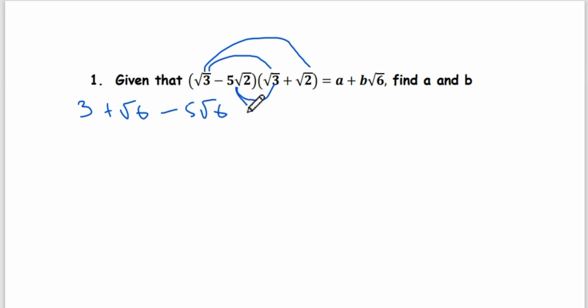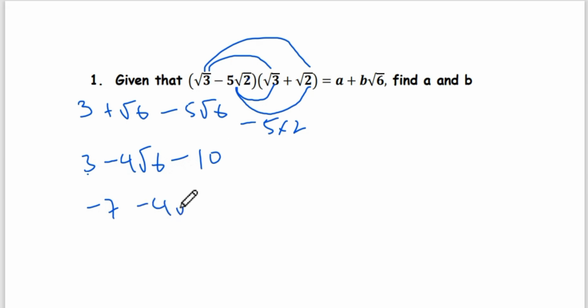And minus 5 root 2 multiplied by plus root 2. That's minus 5 root 2 times root 2, which is 2, because root 2 times root 2 is root 4, and square root of 4 is 2. So that's minus 5 times 2. So this becomes 3. Root 6 minus 5 root 6 is minus 4 root 6. Minus 5 times 2 is 10. So this becomes 3 minus 10, that's minus 7, minus 4 root 6.